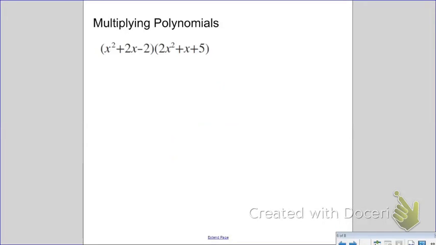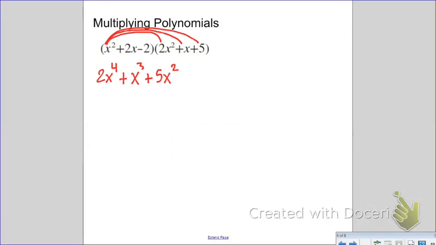In this last situation, I have 2 trinomials I want to multiply. It's kind of like the last example where we have to multiply one thing to all the things in the other set of parentheses. So first up, let's start by doing our x squared times 2x squared will give me 2x to the 4. Now it's x squared times x will give me x to the third power. And next is x squared times 5 will be 5x squared.